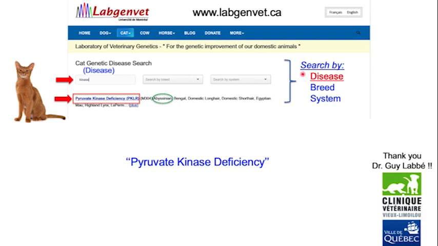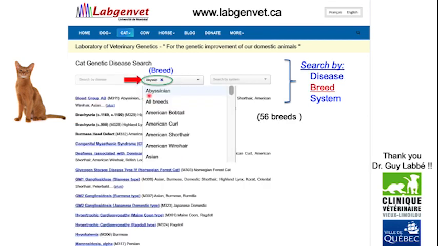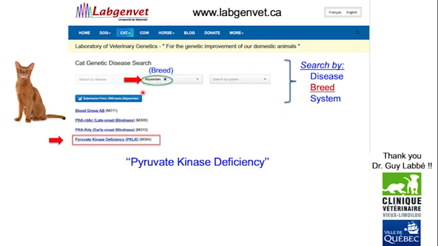We're going to search by disease for a genetic disease called pyruvate kinase deficiency. It's an enzyme deficiency. And we'll type in kinase, and that brings up pyruvate kinase deficiency. It also tells us which breeds of cat this disease is recognized in, and I'm going to make a note of Abyssinian. Now I'm going to search by breed, and this time I will search for Abyssinian. And there it is. I click on Abyssinian, and it gives me the genetic diseases characterized for the Abyssinian breed. And here we have pyruvate kinase deficiency.